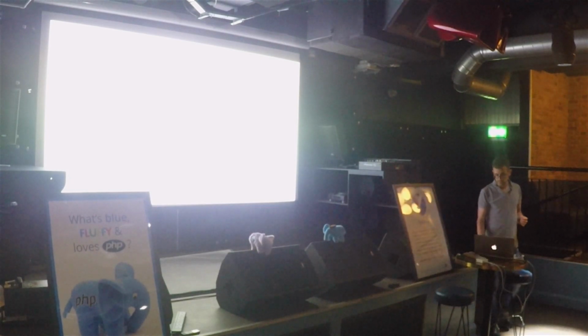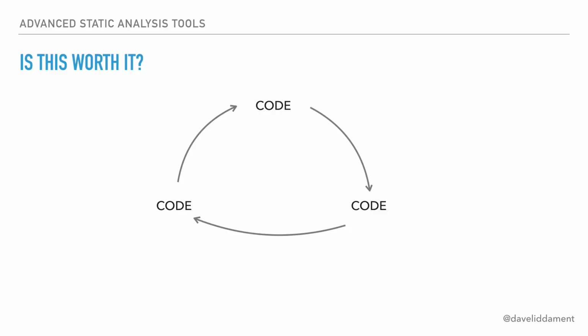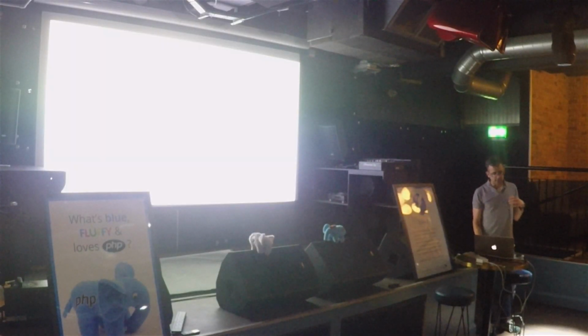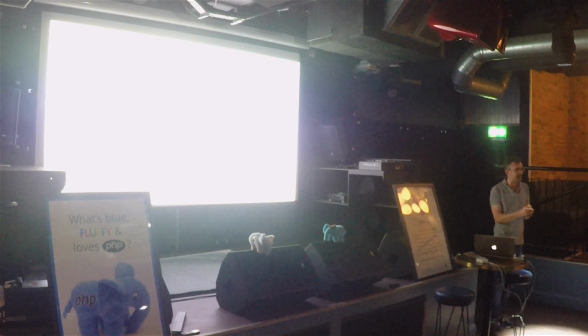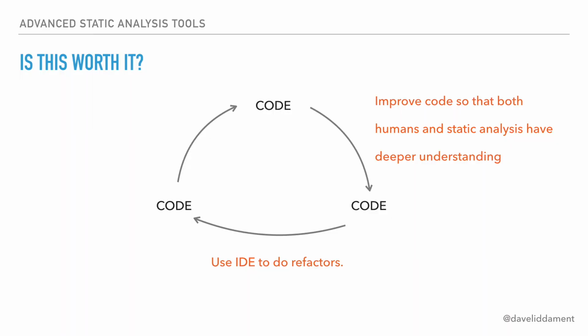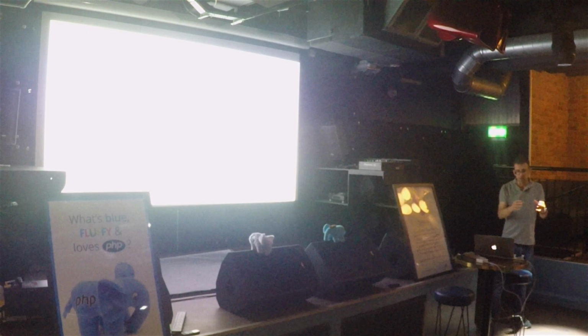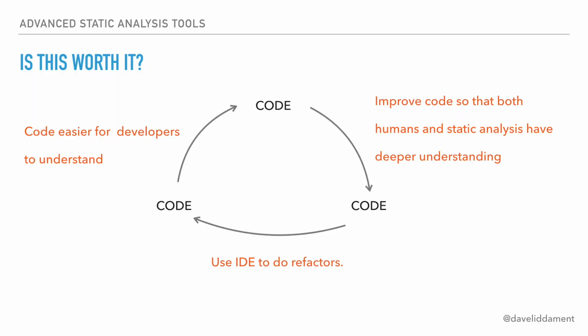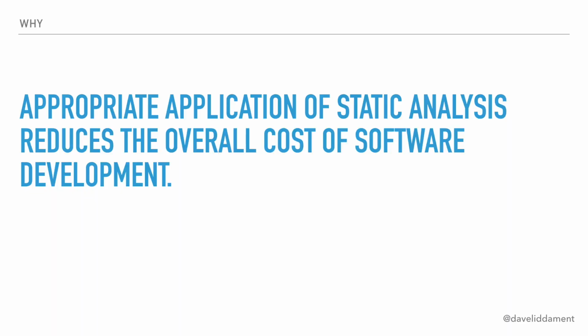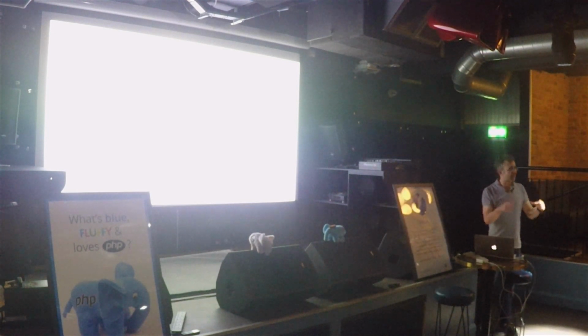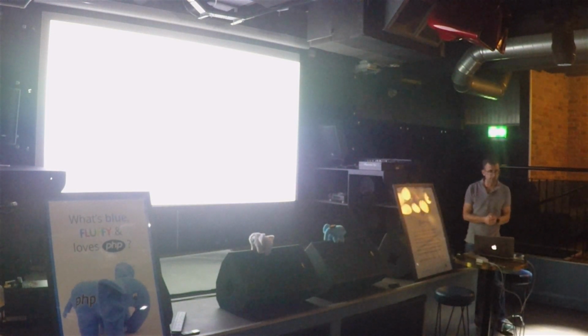And you might say, well, is this all really worth it? It sounds like a lot of effort. And I think it is worth it, because what happens is you improve your code in such a way that humans and static analysis tools can understand it better. And that means we can use our IDEs, because it understands the code so well, it can do refactors for you, which makes it even easier for humans to understand. And you just keep going around this positive spiral of code quality increasing. So hopefully you've seen that if you do these things we've talked about, static analysis can help us reduce the cost of our software development.